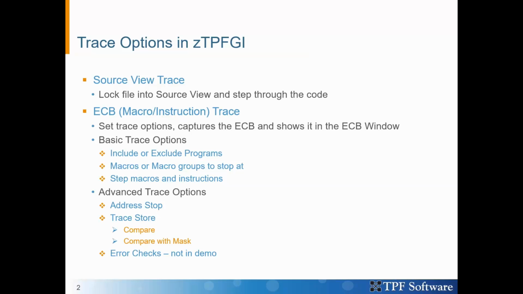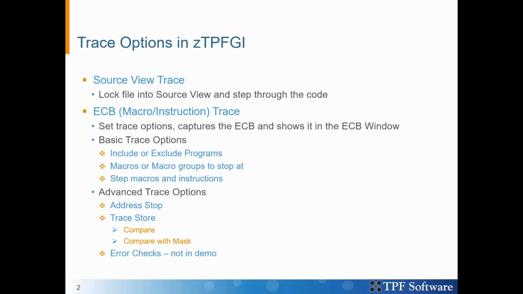And we have the macro instruction trace. This is where you can set trace options and it captures the ECB and shows it in the ECB window. Basic trace options, which I'm sure most people listening are already familiar with: you can select which programs to include into or exclude from the trace. You can also select specific macros or macro groups to stop in, or you can decide that you want to stop in all the macros that are hit. And when you're stepping, you can step through macro by macro, or you can step through instructions as well.